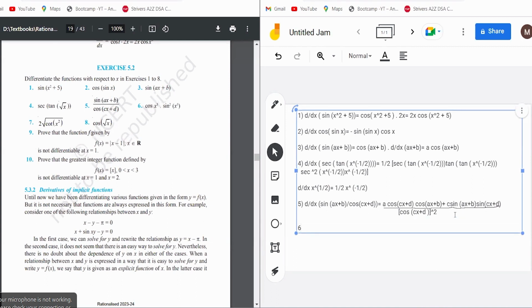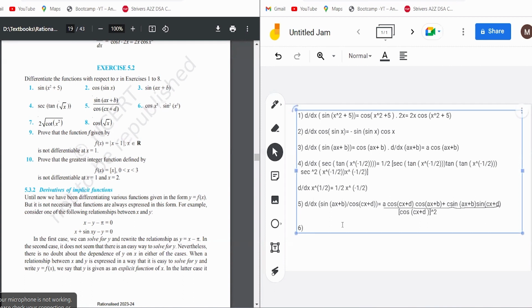Question number 6. So in question number 6, it is saying cos of x cube multiplied by sine square of x power 5. So here what we will use? Here we will use our product rule. So how to use the product rule? We have to do nothing, just apply differentiation of first function multiplied by second function plus differentiation of second function multiplied by first function. So let's take the first function as cos of x cube and second function as sine square x power 5.